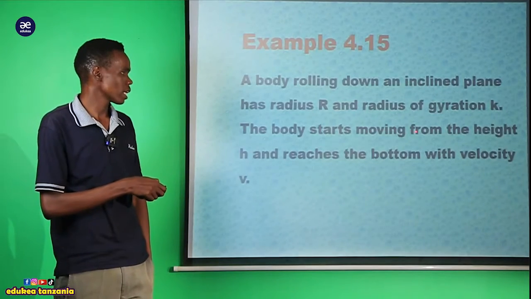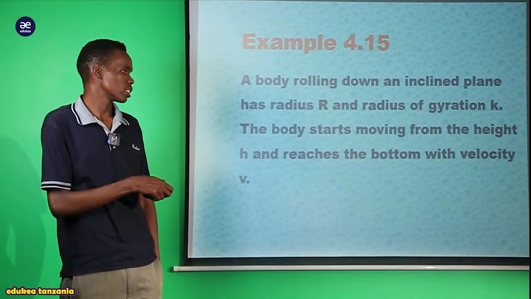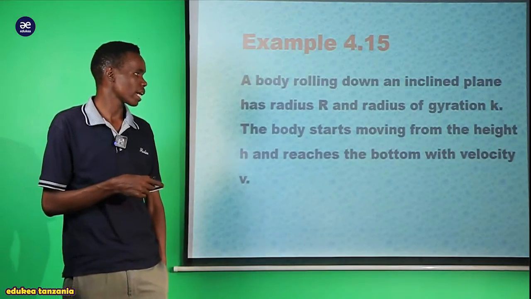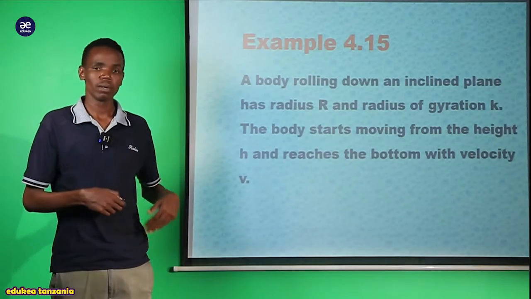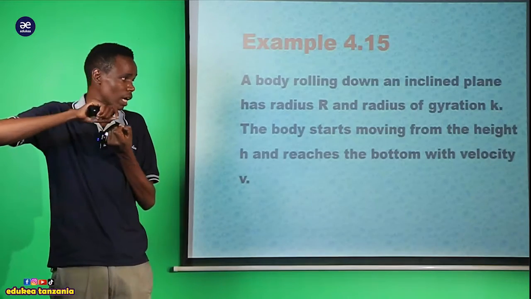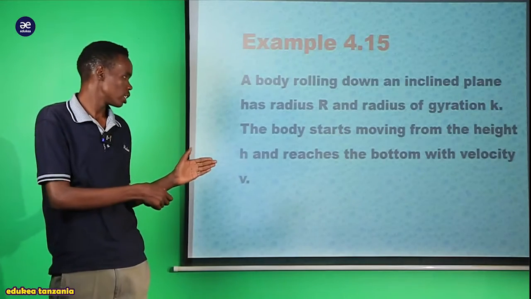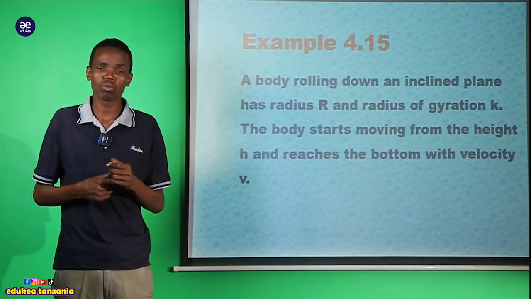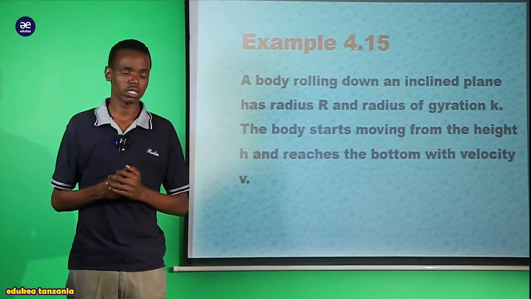So the body starts moving from the height h and reaches the bottom with the velocity v. The body starts to rotate, starts to roll, at the height h and reaches the bottom with the velocity v, as we try to see, my dear students, here.